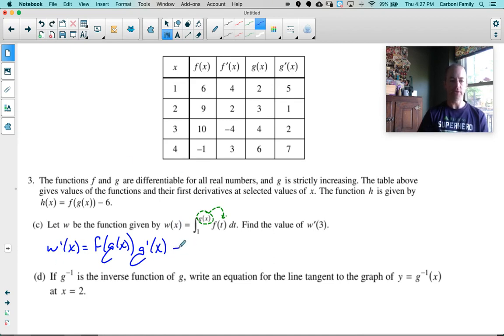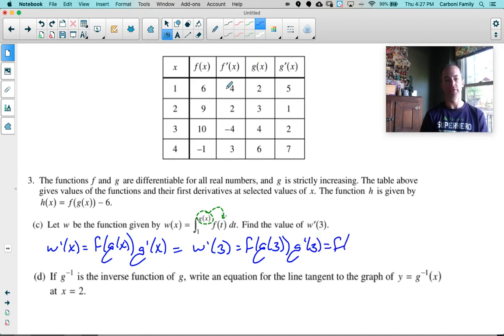Okay, so then I'm actually going to make a point here. I'm going to write equals. That's wrong, but I'm going to explain why in a minute. This is what's called a linkage error, and I want to show you what would cost you a point on the AP exam. So we have the correct derivative, and then my next step is to plug in 1. I want to find W prime of 3, which would be f of g of 3 times g prime of 3, and then we'll look at the table to figure that out. So g of 3 is 4.